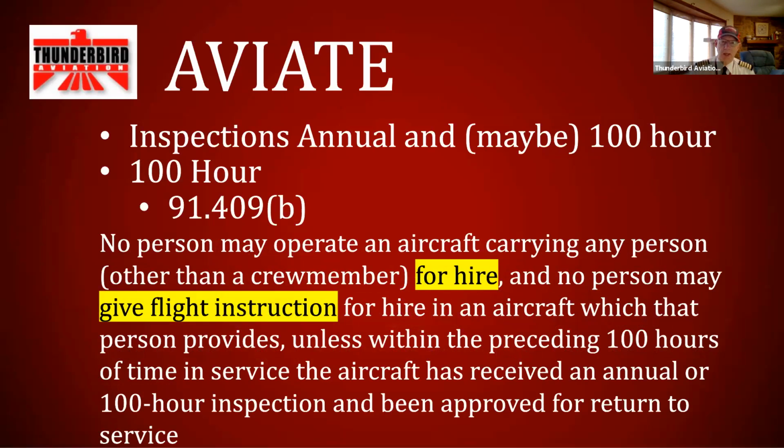The difference between an annual and a 100-hour is only who signs it off. The inspection cards for both inspections are exactly the same: what they're going to look at, and the tolerances they're going to give to all the various pieces of the airplane are exactly the same for the annual and the 100-hour. The only difference is who can sign it off. Any airframe and powerplant mechanic who's gone through the training and got their certificate can sign off a 100-hour.